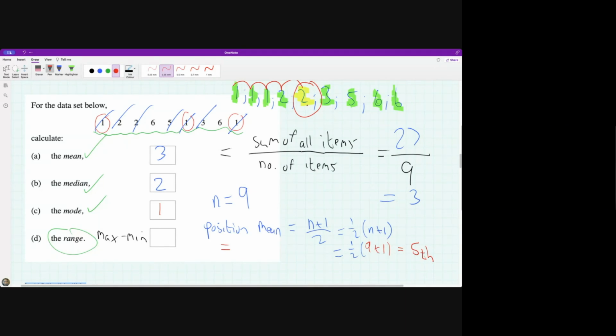It is the median. I wrote that wrong. Sorry, guys. I made a little bit of a mess up there. This should be the position of the median, not the position of the mean. In the 5th position is the value of the median, and its value is 2.